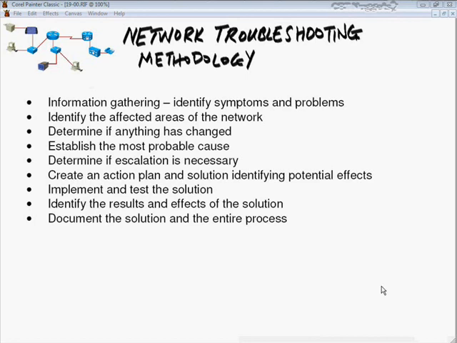CBT Nuggets Network+ series, Network Troubleshooting Methodology.